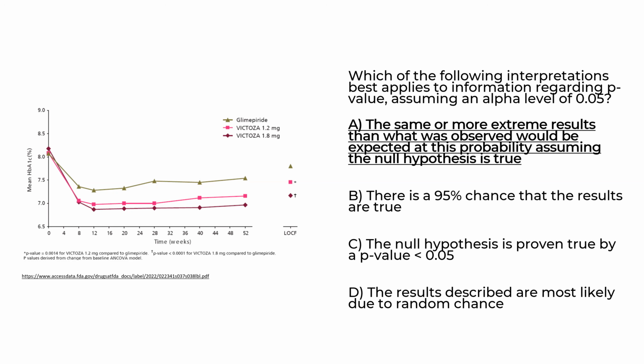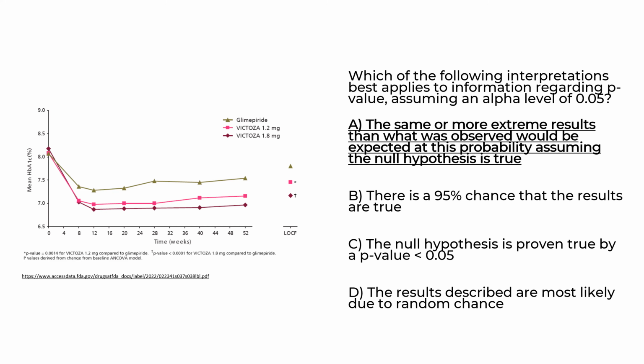So if we look at B, we're not proving the null hypothesis true, and so we know that B is not correct. So there's not a 95% chance that the results are true. And then C, we've proven the null hypothesis false, so we know that C is incorrect. And D, it's the exact opposite. So we essentially are saying when the p-value is less than 0.05, that 0.05 is the set value below which we know that these results are likely not due to random chance.